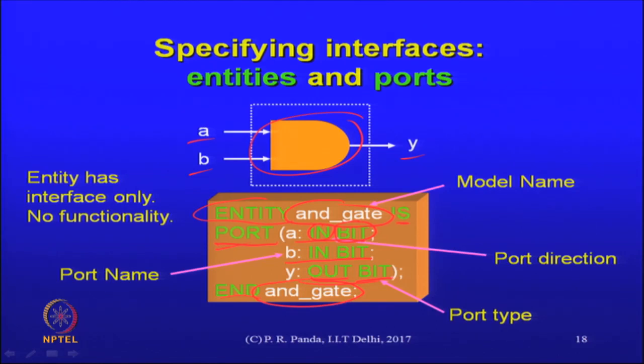So, that AND gate, the model name. What you see in white here, the model name, this is our choice. Only what is there in green is predefined. This is part of the language syntax. We could have chosen anything else. Instead of A, B, Y, we could have chosen any other names. Instead of the AND gate, we could have given something else. The colons and semicolons are part of the language.